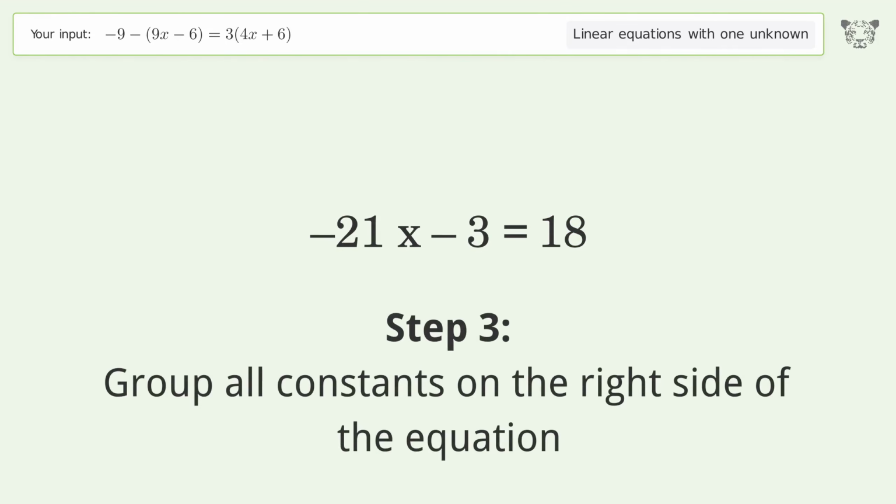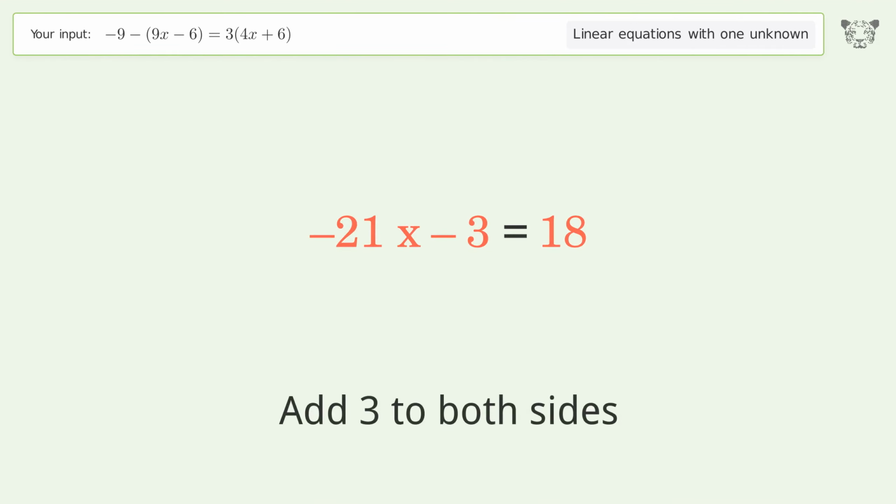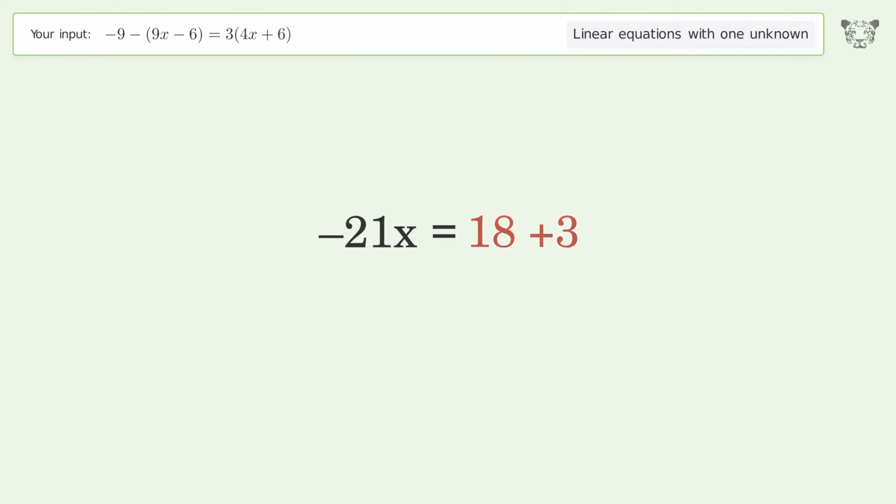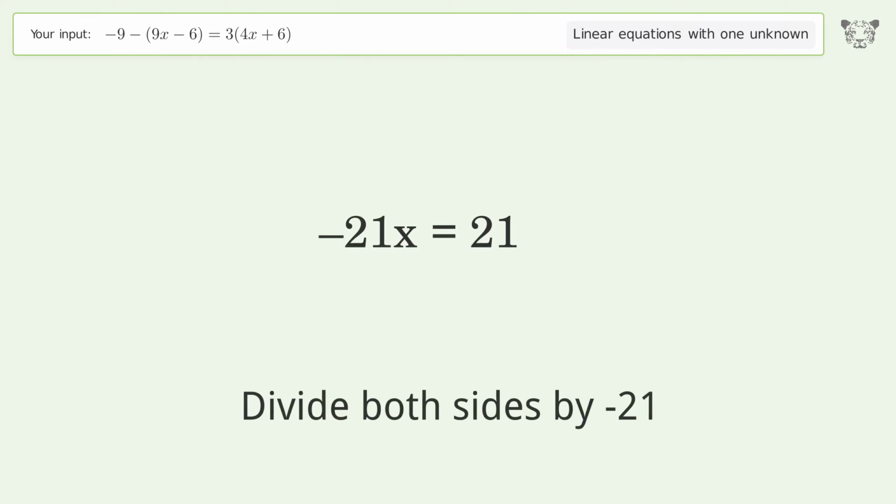Group all constants on the right side of the equation. Add 3 to both sides. Simplify the arithmetic. Isolate the x. Divide both sides by -21.